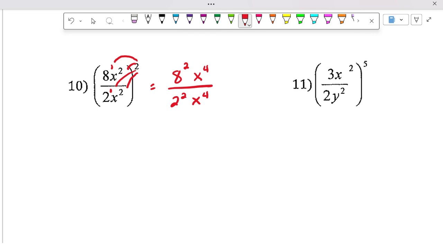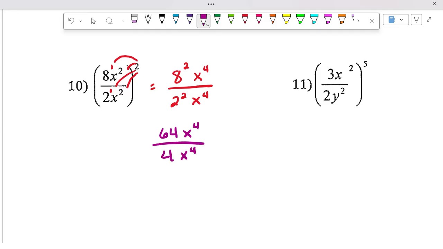Now, I need to simplify. What can I simplify? Something staring you right in the face. It'd be what, huh? 8 over 2. Nope, can't do that yet. I can do the exponents first. So I have 64 x to the 4th over 4x to the 4th.